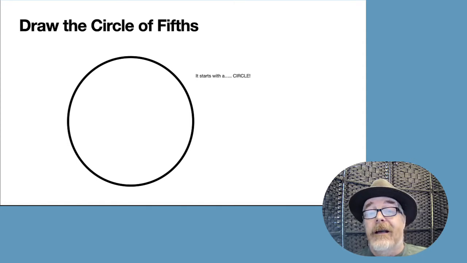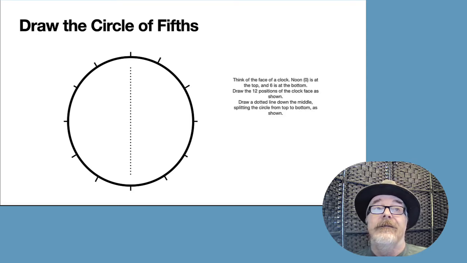The first thing you got to do is you got to draw a circle. Makes sense. It's a circle of fifths, right? It starts with a circle. Now, think of the face of a clock. Noon is at the top, 6 o'clock is at the bottom, 3 and 9 o'clock on the sides. Draw the 12 positions of the clock face as you see here, and draw a dotted line down the middle from top to bottom as shown.